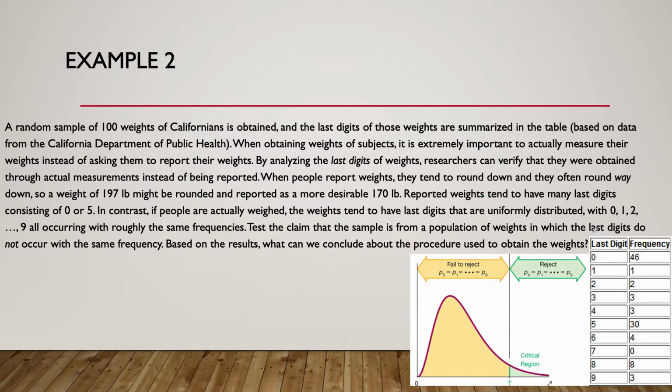Test the claim that the sample is from a population of weights in which the last digits do not occur with all the same frequency. Based on the results, can we conclude anything about the procedure used to obtain the weights? For this, we have a simple random sample.